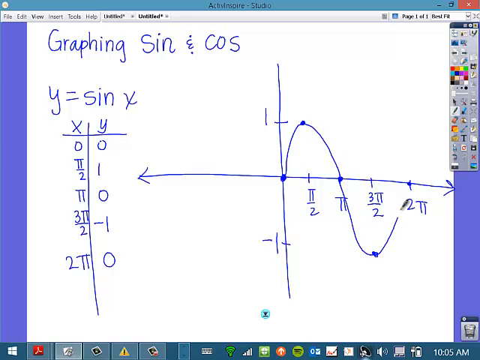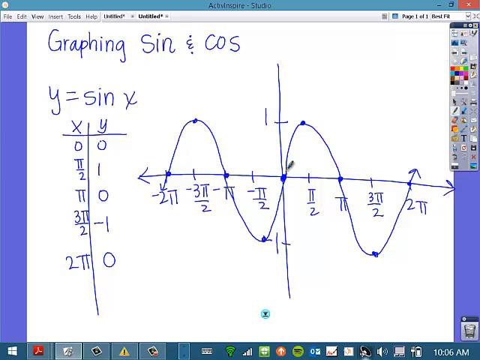Connect them. And I can go back this way and follow the same pattern, then up and then down. So I'm going to go down, and back up, and up, and back down. So the sine graph is a cycle and it repeats itself.